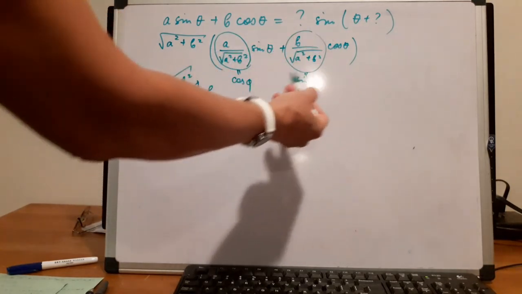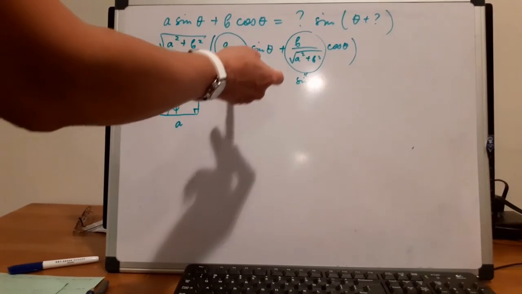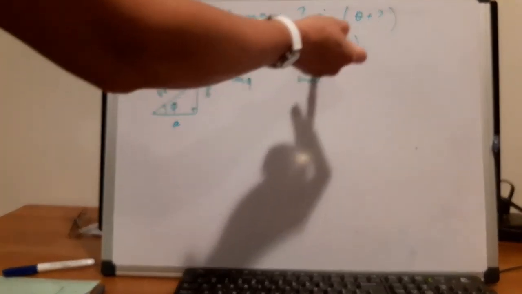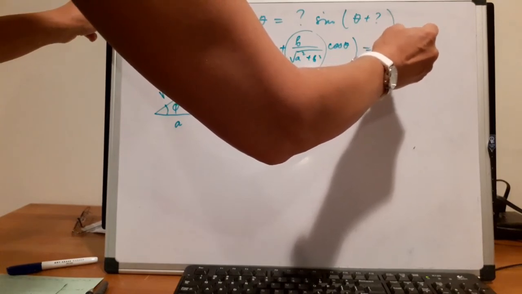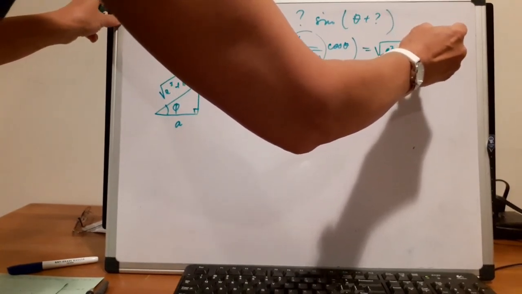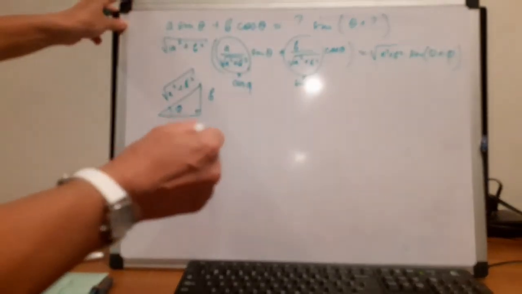And you start looking at this and you see the formula number 3: cosine phi sine of theta plus sine of phi cosine of theta. And that's going to be the answer actually: square root of a square plus b square times sine of theta plus phi. Phi is not going to be a known angle.